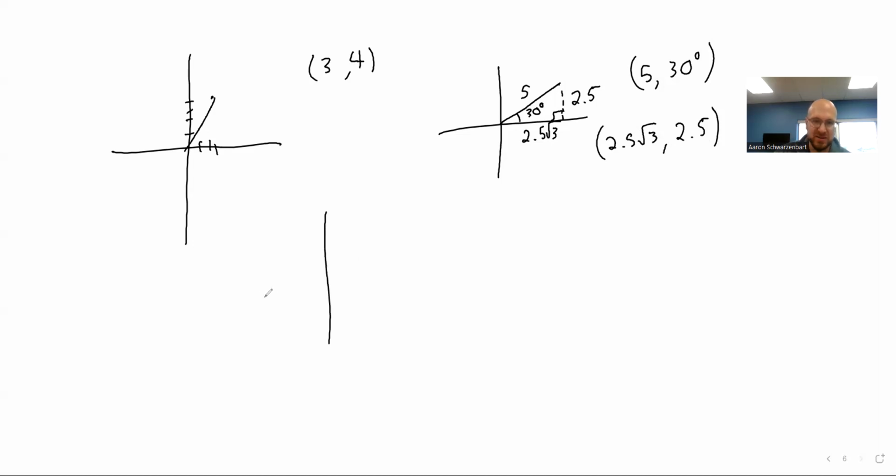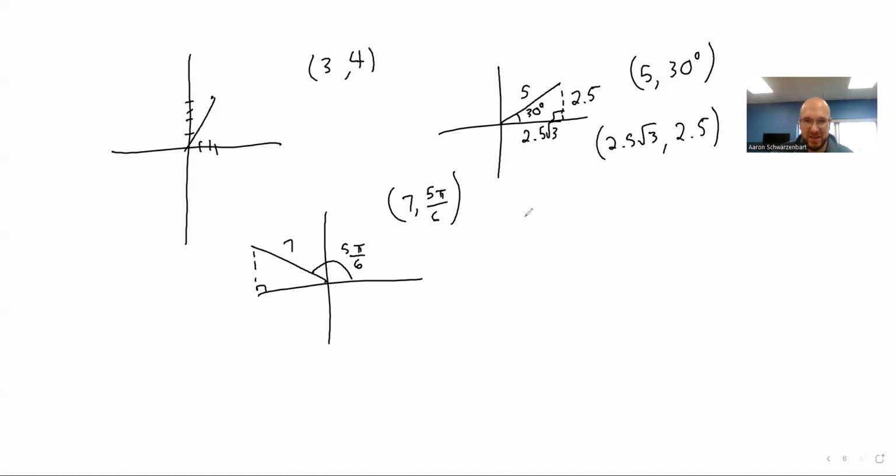Oftentimes polar coordinates are given in radians. So here we'll go 7, 5 pi over 6. So now I'm in radians. Now this is kind of great, because all I have to do is put in my trig ratios. And I can do this. This one happens to be on the unit circle, but I could do this with a calculator if it's not.